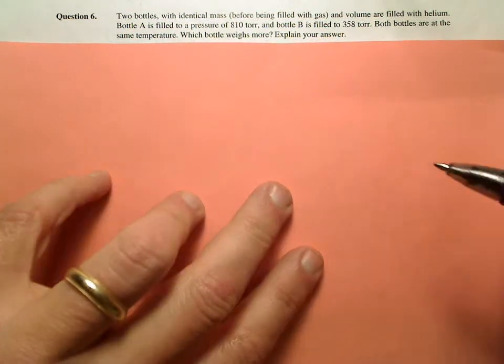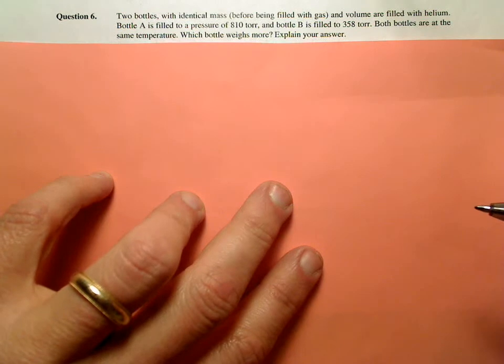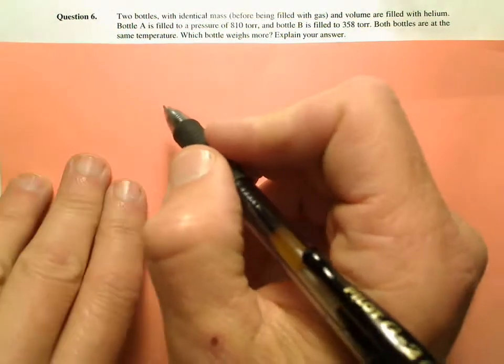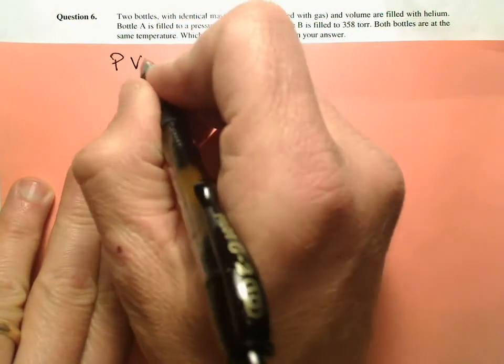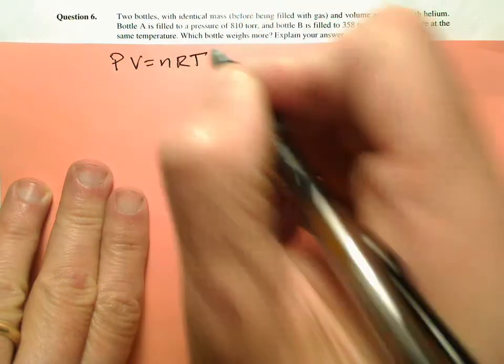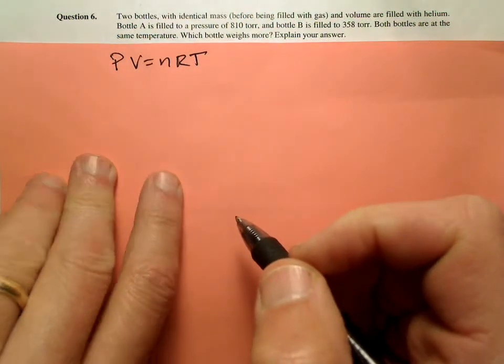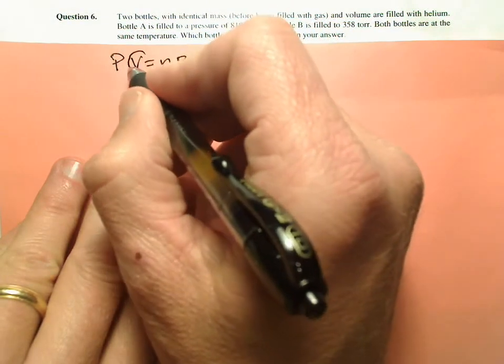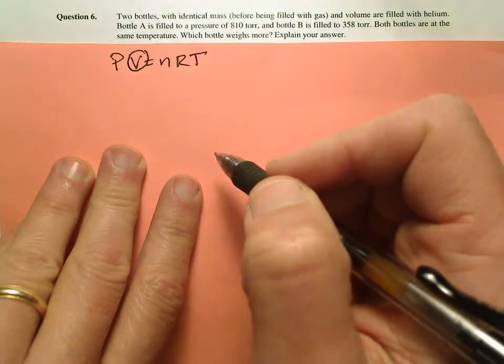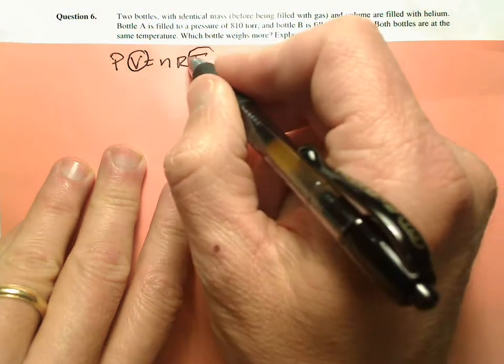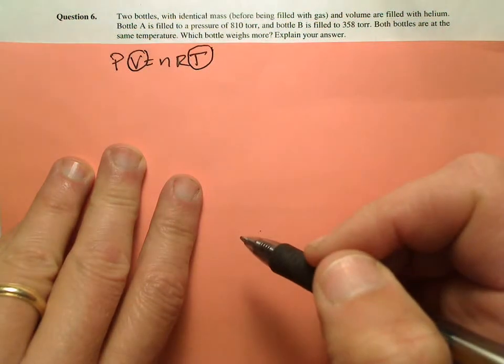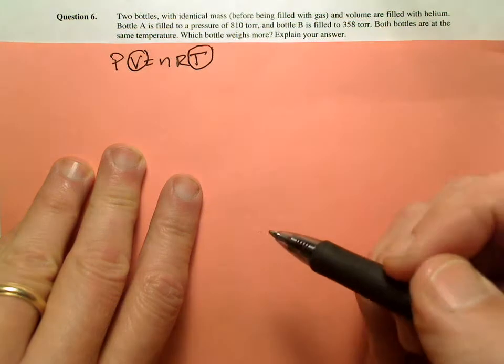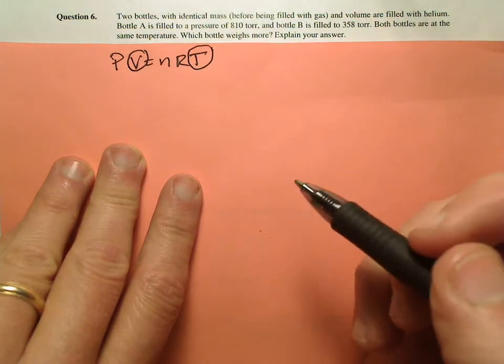Well, what we have to figure out is which one has more gas in it. The one that has more moles of gas is the one that's going to weigh more. How can we figure that out? We know that PV equals nRT. And we know that each of these has the same volume and the same temperature. And of course, R is the same in both of them. But the pressures are different.